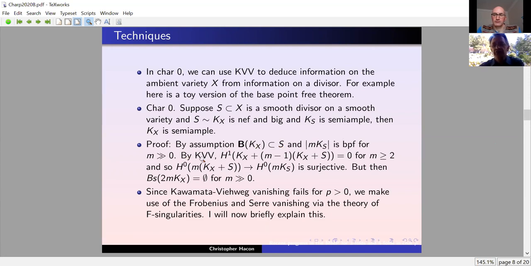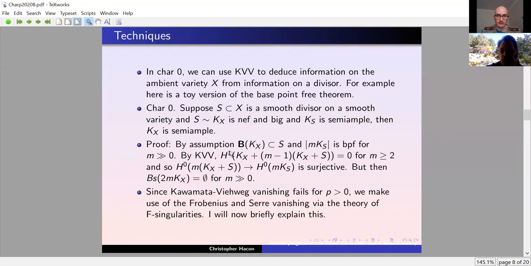So that's where we use Kawamata-Viehweg vanishing. K_X and S are linearly equivalent, and they're nef and big divisors. So (m-1)K_X + S is nef and big. So Kawamata-Viehweg vanishing will tell us that H^1 of K_X plus this divisor vanishes. But then by an obvious short exact sequence argument, we get a surjective map from multiples of K_X + S to, by adjunction, when I restrict K_X + S to S, I get K_S, and this map is surjective. And as I've argued before, that means that the base locus of 2mK_X, which is linearly equivalent to mK_X + S, is going to be empty for any m sufficiently big.